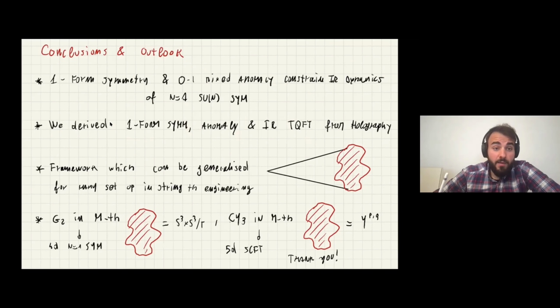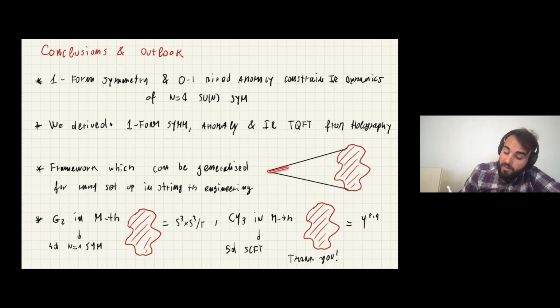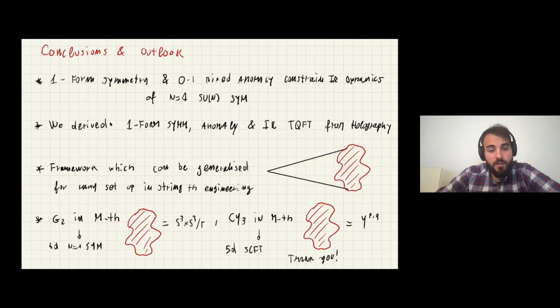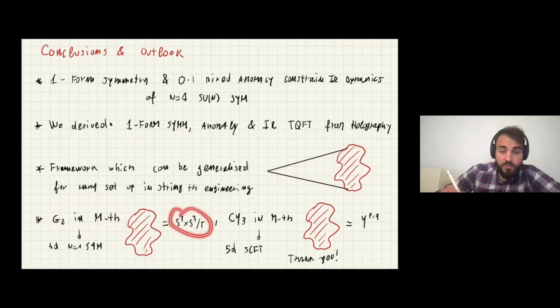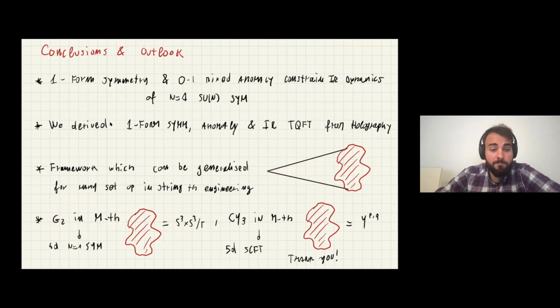So this was derived for this setup where the supergravity theory is very well under control, and it has these two different regimes, UV solution and IR solution. But it does happen that this framework can be generalized to many setups in string theory engineering, where the geometry is given by a cone with a boundary manifold at infinity. So for example, G2 manifolds in M theory have a boundary which looks like a product of S3 times S3 mod gamma. So this again will be interesting to study four-dimensional super Yang-Mills.